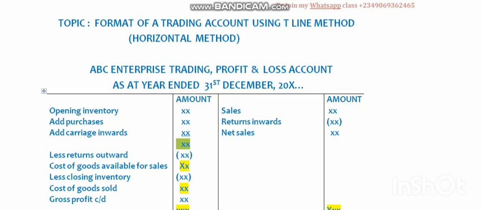Like I said, returns outwards means the quantity of goods which you return to the supplier, maybe because of some deficiencies or because of their low standard. As you are returning them, you are lessing them from the amount of purchases. That is why you less returns outwards. And you know that the bracket signifies the less. When you are lessing something in accounting, you put a bracket. Anywhere you see a bracket, you will see the less.